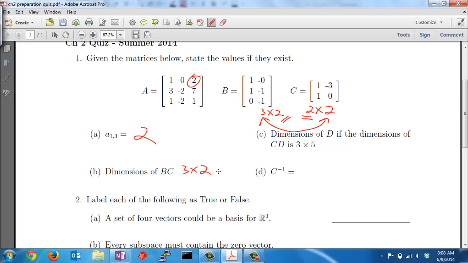All right, the dimensions of D, if the dimensions of CD is 3, 5, so this one was kind of my fault. I actually meant this to have a value. Turns out there is no value here. Because if we have C, which is a 2 by 2, times something D, something by something, the result would have to be a 2 by something. It can't possibly be a 3 by 5. So really you could have put doesn't exist, because that is what the question states.